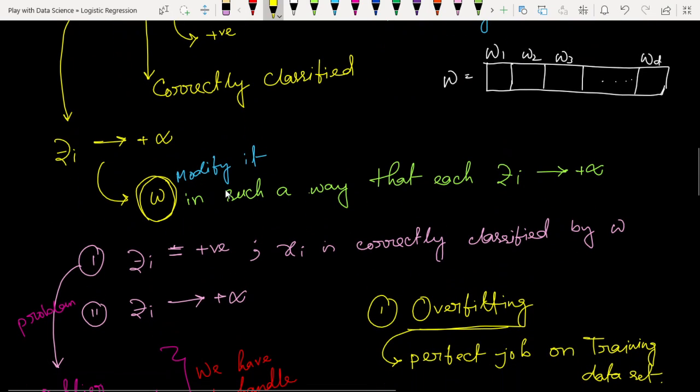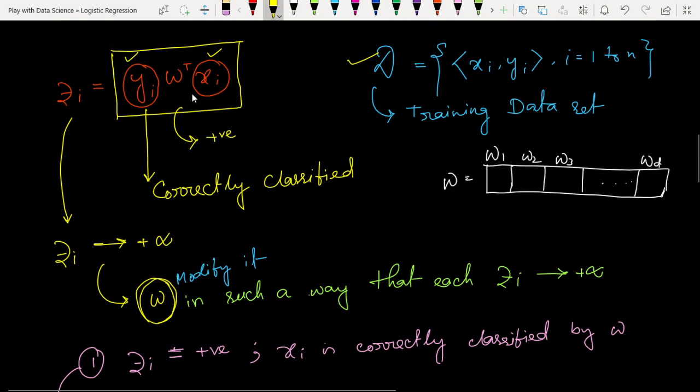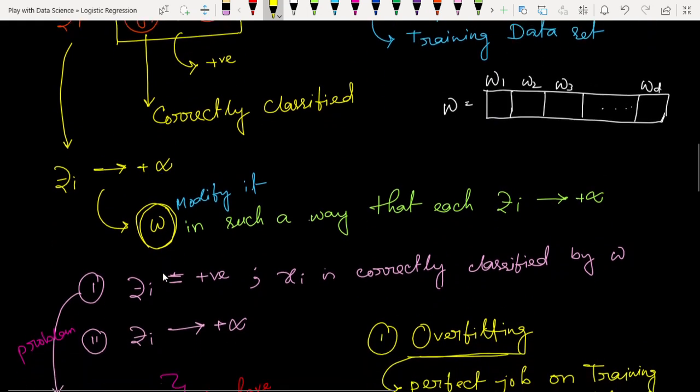Since xi and yi in our signed distance come from our training data sets, we only have to tackle w and nothing else, because we have no handle on our data, it is totally independent. We only handle w, our weight vector. So we have to modify our w in such a way that zi does not tend to plus infinity.